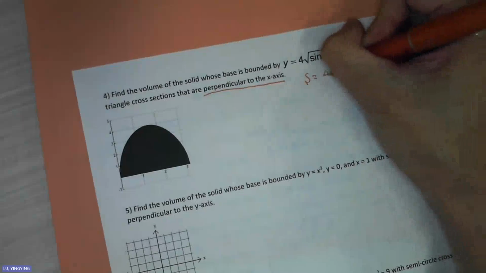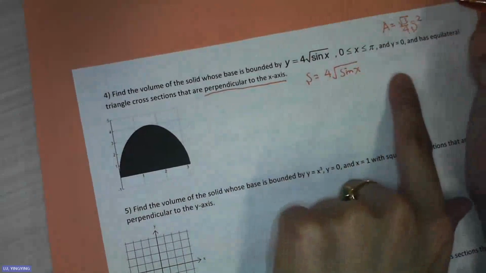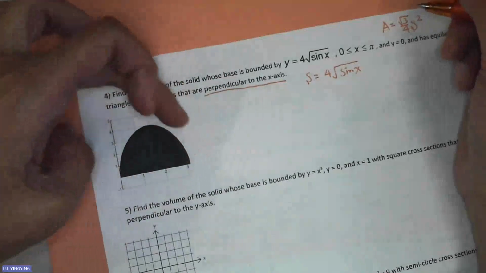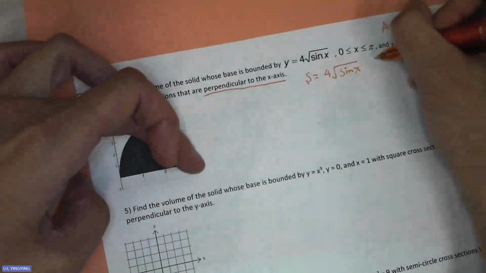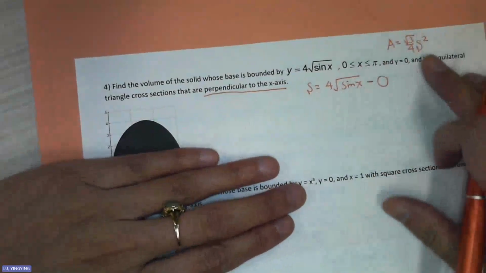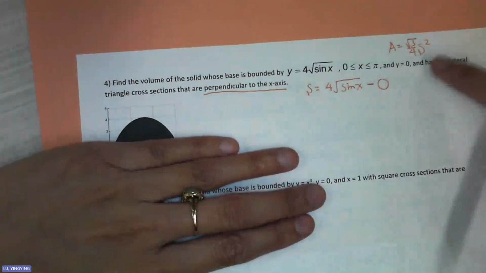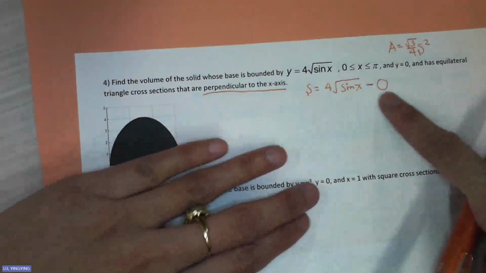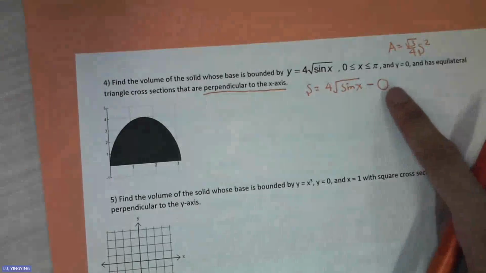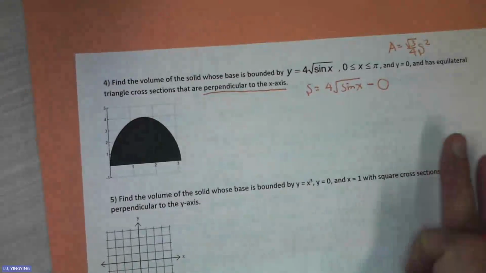Yes, 4 root sine x. Now, again, it's top minus bottom. I want you to think of everything as top minus bottom. Your top is the 4 square root of sine x. The bottom is 0, right? What if it's not y equals 0? What if they say bounded by this and y equals 1? Then you have to do this guy minus 1. So don't forget, it's always top minus bottom, even though the bottom is sometimes easy, just y equals 0, sure.